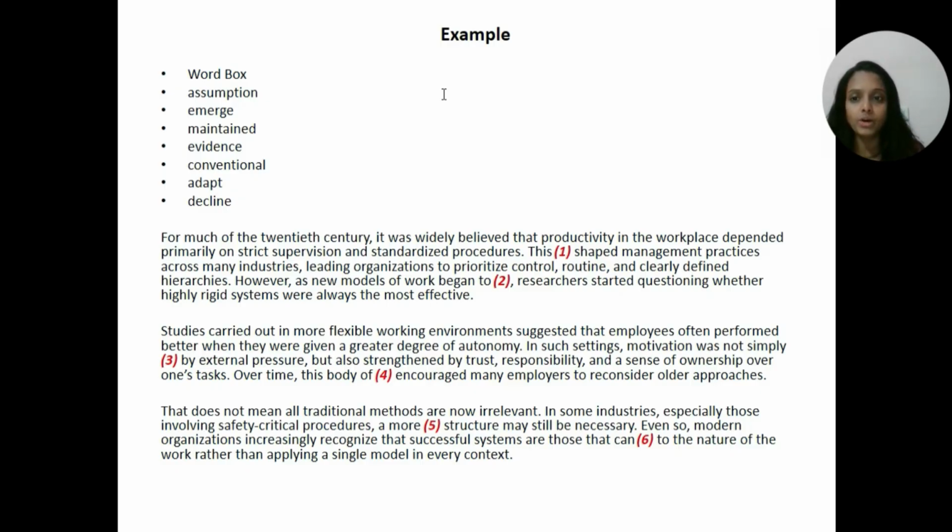And for the fifth one: a more conventional structure may still be necessary. Here, what should come before the word structure? An adjective, and the meaning is about traditional methods still being necessary in some contexts. So the answer is conventional. And for the sixth one, adapt, because systems are those that can adapt to the nature of work. Adapt to. Got it? Again, strong collocation. Got it?